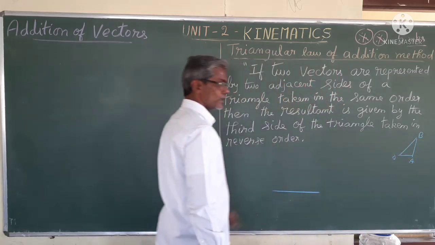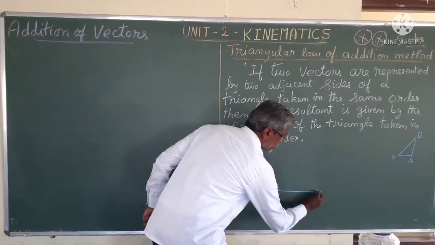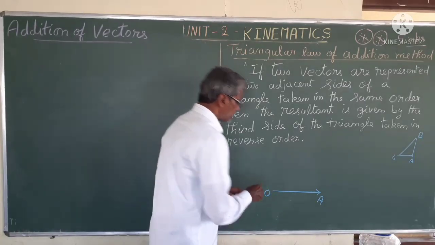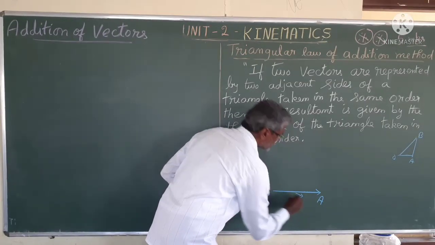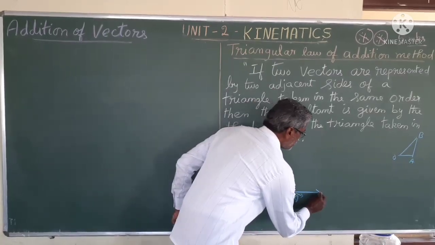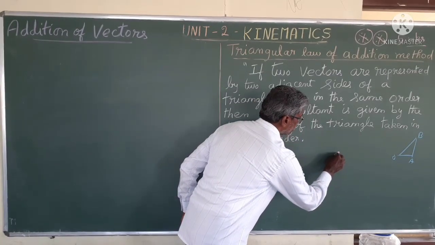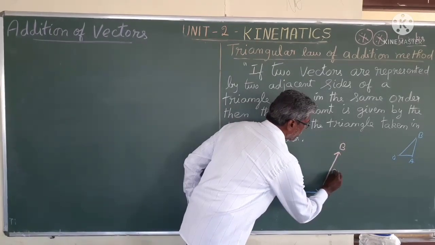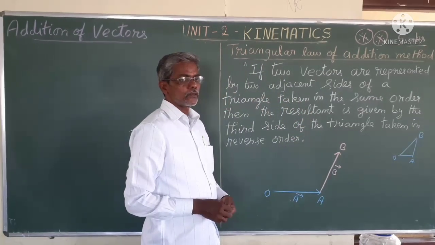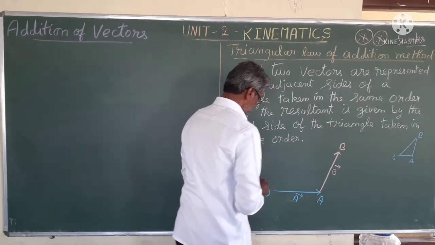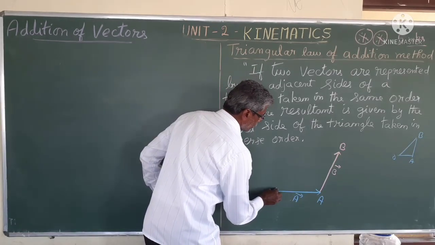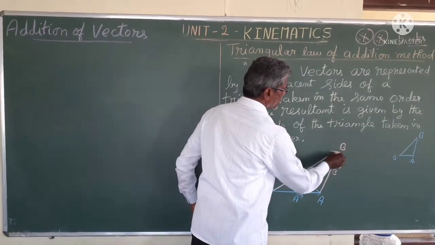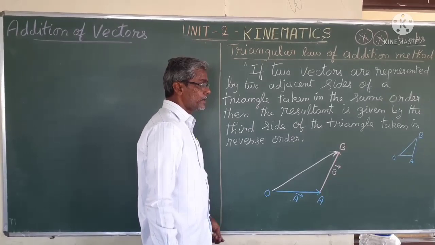Here, now we will go for the diagram. Let us consider OA is one vector, let it be A vector. Then AB is B vector. What will be the resultant? OB will be the resultant vector that will be in the reverse form.